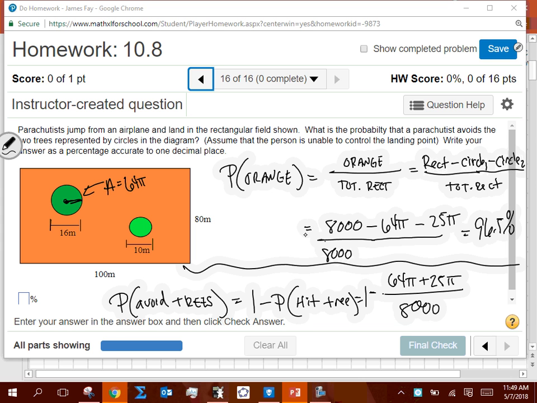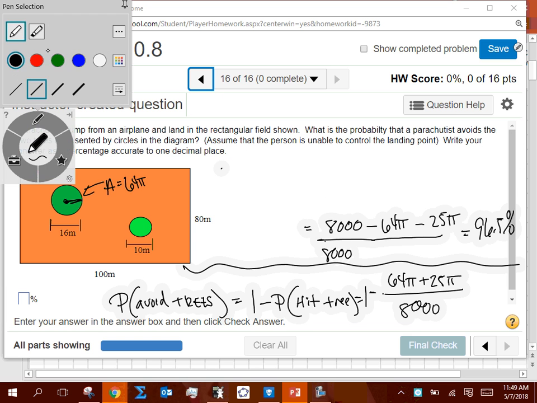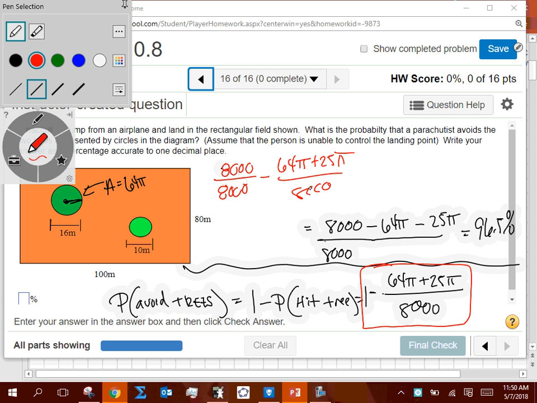what we have up here, because why? Think about this. Instead of just evaluating, let's just use some of our algebra sense. If I do this, and let's say I wanted to subtract this, those are two fractions, right? One is a fraction, and then this is a fraction, correct? Is 1 the same thing as 8,000 divided by 8,000? Minus then 64 pi plus 25 pi over 8,000.